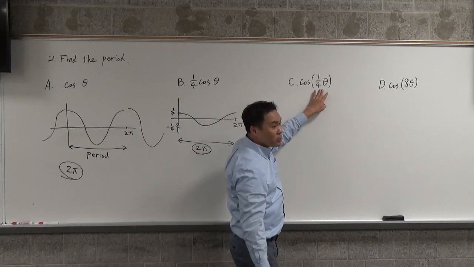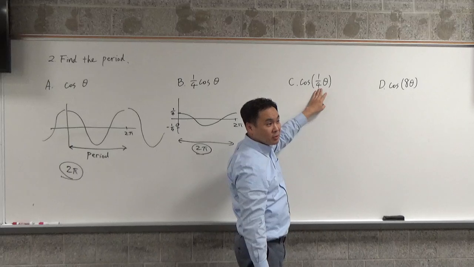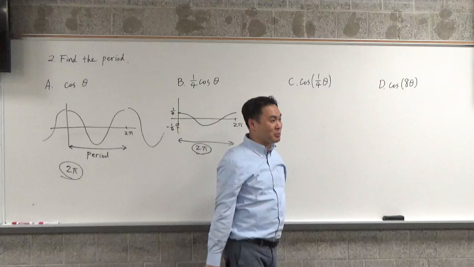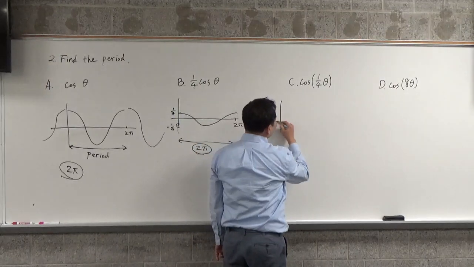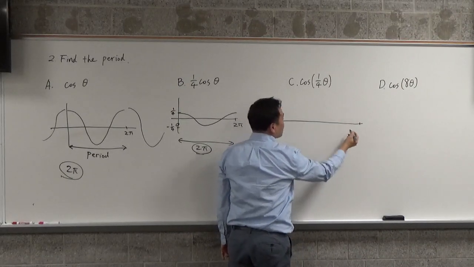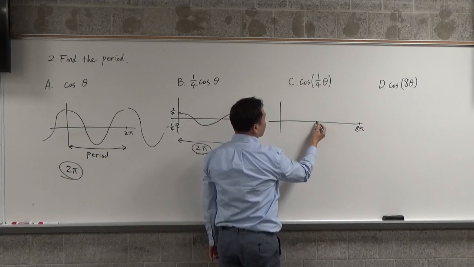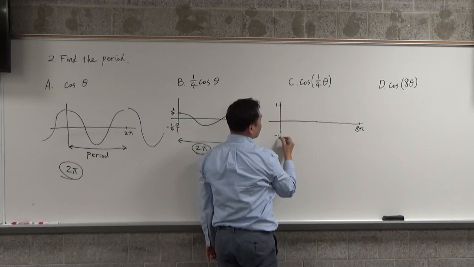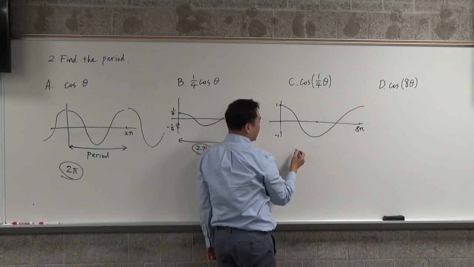What about this 1/4 inside? What would this do? Well, it expands. It does the opposite. So this thing would actually go until 4 times 2 pi, which is 8 pi. Then you get 1 and then -1. That's what you're going to get. So it'll be 8 pi.